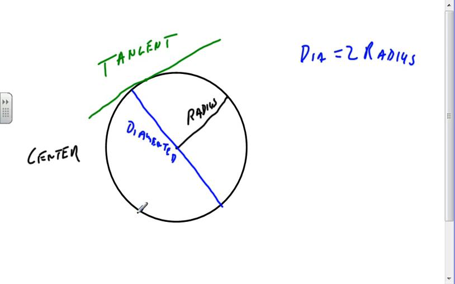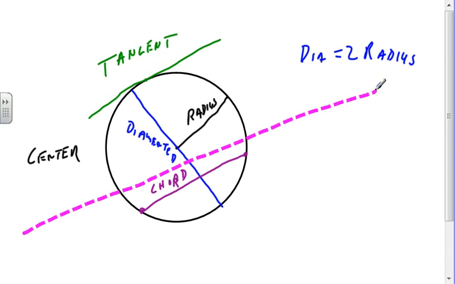If I have something that goes from one point of the circle to some other point of the circle without going through the center, so I'm hooked onto the circle both places, but I don't go through the center of the circle, that's a chord. And then if I have something that starts someplace else, goes through the circle, but doesn't go through the center of the circle, then that's a secant.